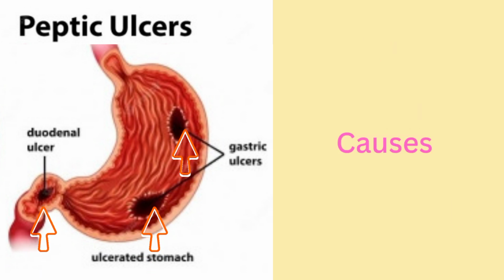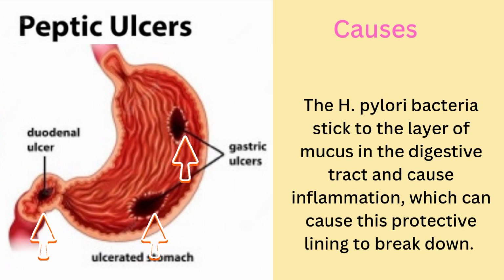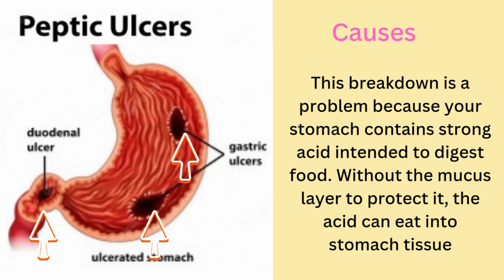Now let us see the causes of this condition. The first cause is the H. pylori bacteria. The H. pylori bacteria stick to the layer of mucus in the digestive tract and cause inflammation, which can cause this protective lining to break down. This breakdown is a problem because your stomach contains strong acid intended to digest food. Without the mucous layer to protect it, the acid can eat into stomach tissue.